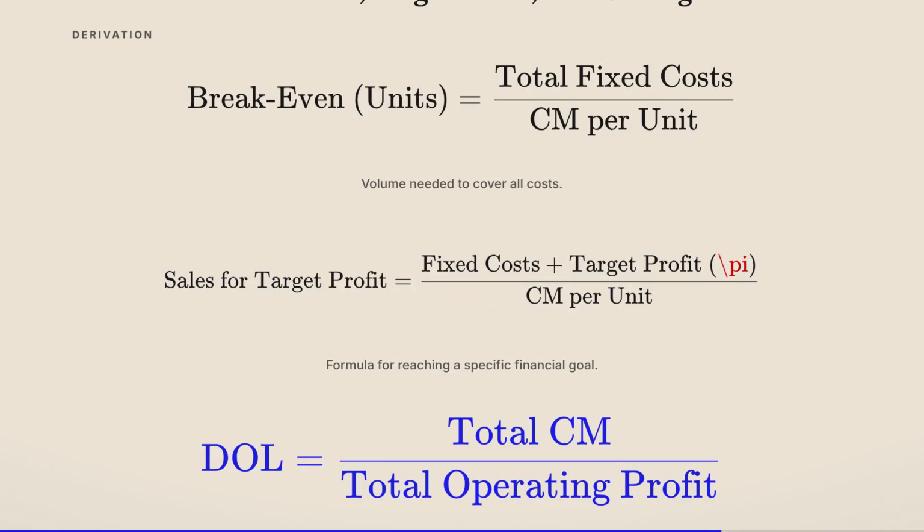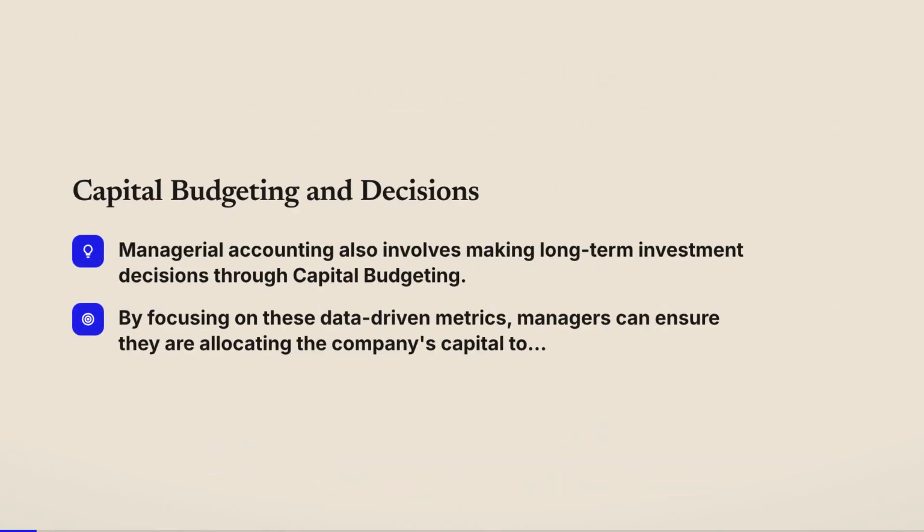We calculate the degree of operating leverage, or DOL, by dividing the total contribution margin by the operating profit. Finally, the margin of safety tells us how much sales can drop before we hit that break-even point, providing a vital measure of risk. Managerial accounting also involves making long-term investment decisions through capital budgeting.